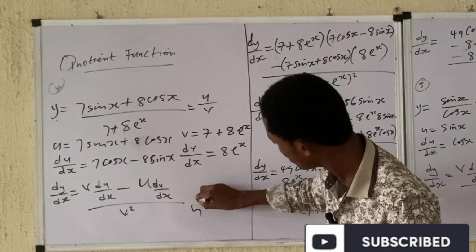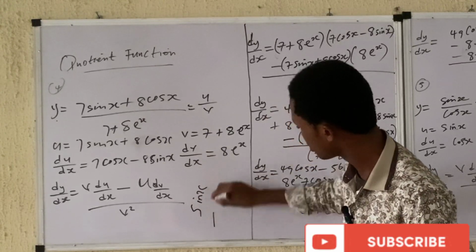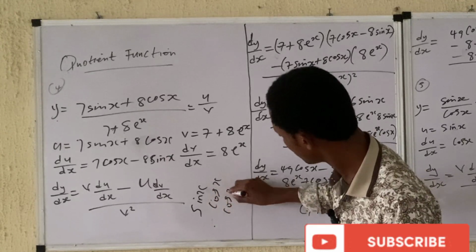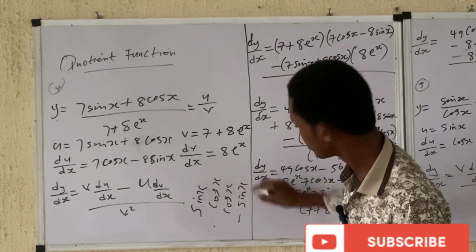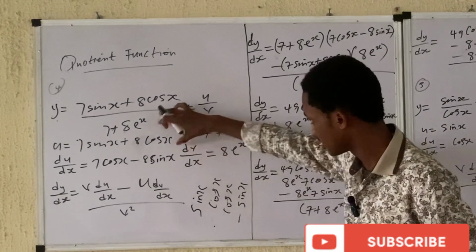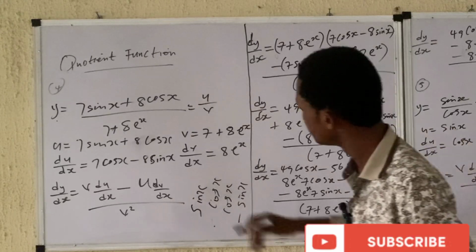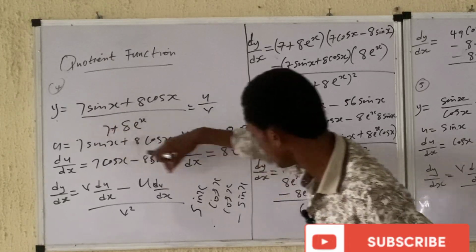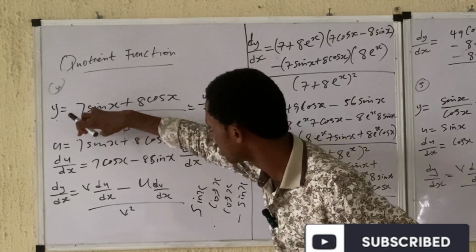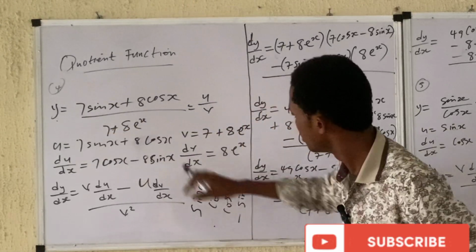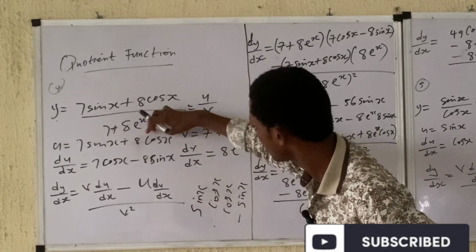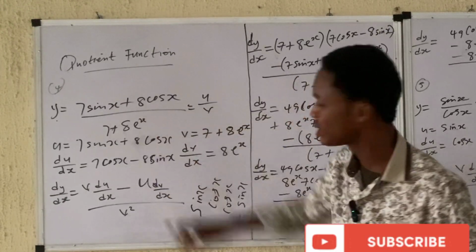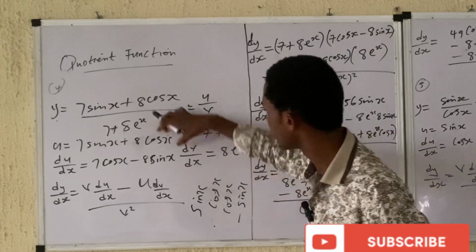Differentiate u with respect to x to give you du/dx. Remember our normal differentiation. Differentiating sin x gives you cos x. Differentiating cos x gives you minus sin x. So we'll be using this here. Differentiating 7 sin x gives you 7 cos x, plus now 8 cos x. Remember, differentiating cos gives you minus sin x, so 8 cos x gives you minus 8 sin x. That is for the numerator, which is the u.